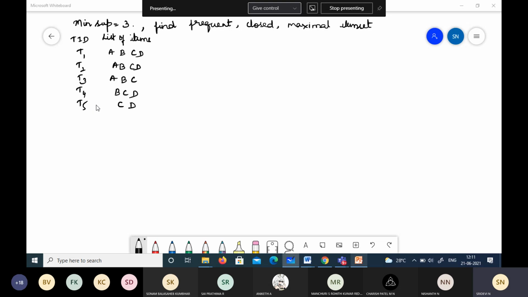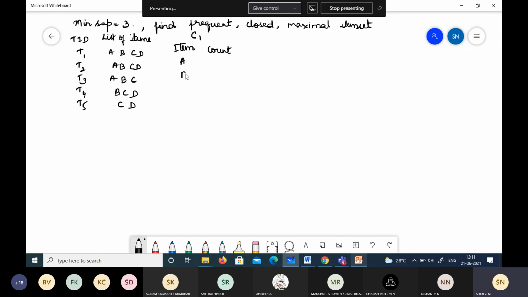So in order to find, you all know how to find the frequent item set. How to identify it as closed or maximal, that is what we will see here. So first, as you know, we always construct a table with 1 item, then 2 items, 3 items, likewise, isn't it? So first, let us consider 1 item, and this is the support count.